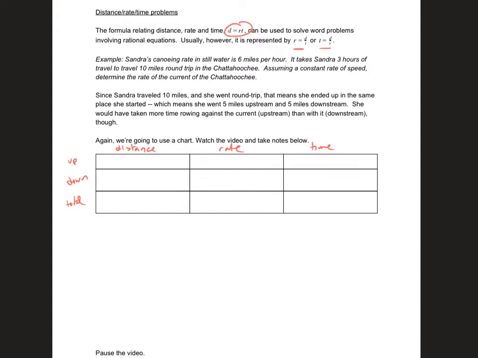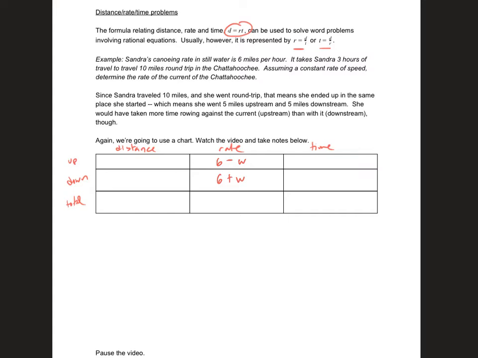6 minus, let's say the current's rate is W. That would be upstream because it's her rowing minus what the current is pushing against her. You couldn't do it the other way because you want the bigger thing first. If the current is bigger than her rowing speed, she's never going to make it upstream anyway. So you always want to put the rowing speed first when you're doing the upstream thing. Downstream, however, the current's going to be adding to her speed, so I'm going to do 6 plus W here.